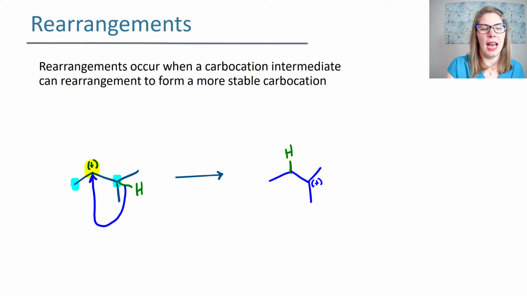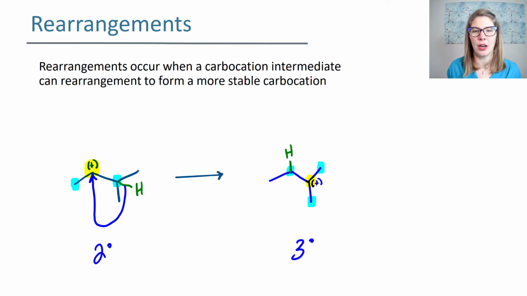If we focus in on our new location of our carbocation, we have 1, 2, 3 carbon groups now attached to that position. So we've gone from something called a secondary carbocation to something called a tertiary carbocation. This is called a hydride shift. It is a form of rearrangement that happens when you can create a more stable carbocation. And you should be thinking right now, but how do I know which one's more stable?